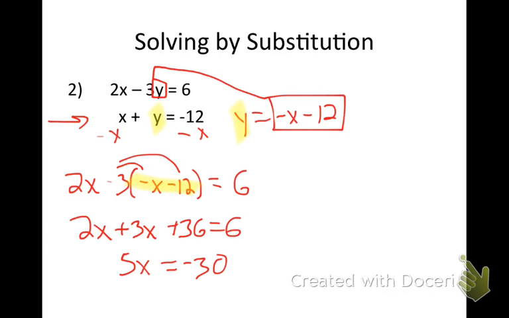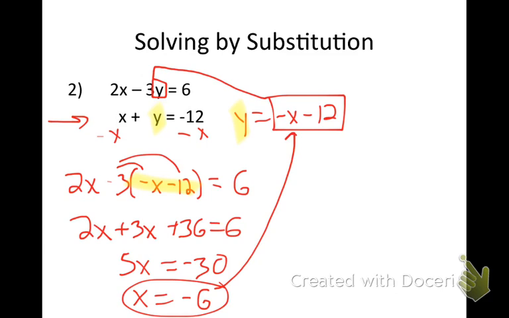Does everybody see where I get the -30? Subtract 36 to the other side. So what's x going to equal then? X equals? -6. Now I got half my answer. What do I need to do now to find the other half? I take that and I plug it in.